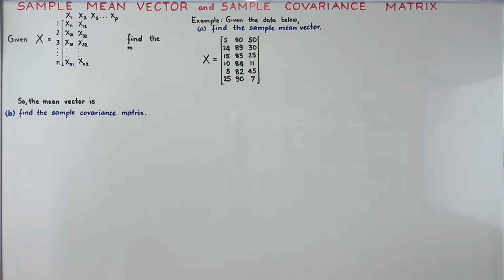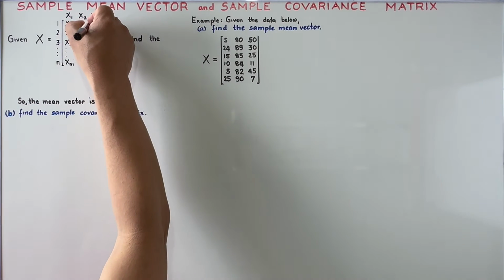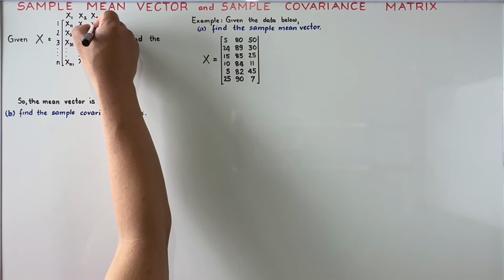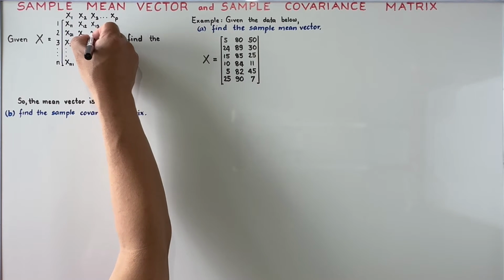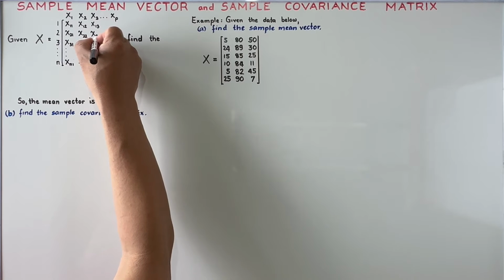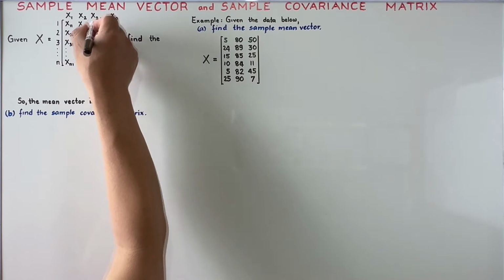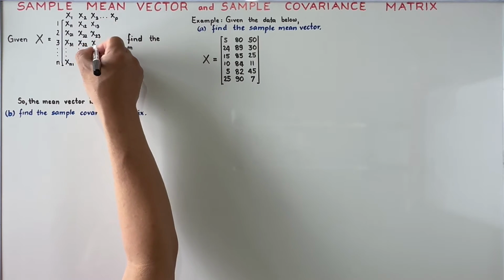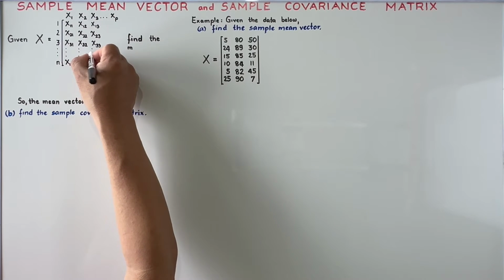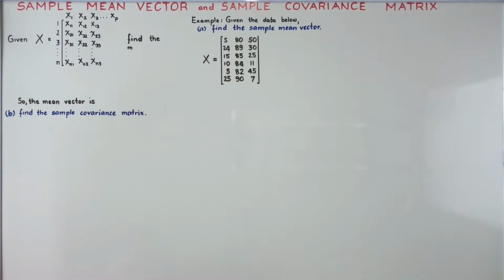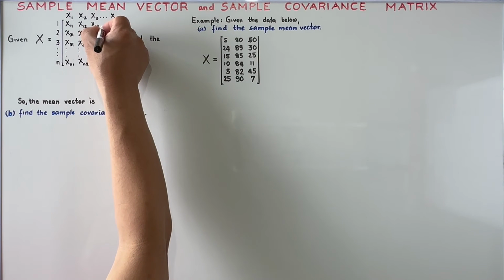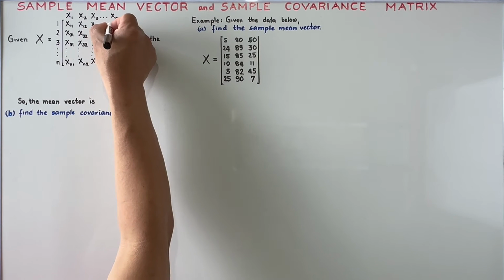the second variable. Now let's go to the third variable. We have x sub 1,3, the first observation for the third variable. We have x sub 2,3, the second observation for the third variable. And we have x sub 3,3, the third observation for the third variable, and so on until you reach the nth observation for the third variable. And so on until you reach the last variable that you want to study.